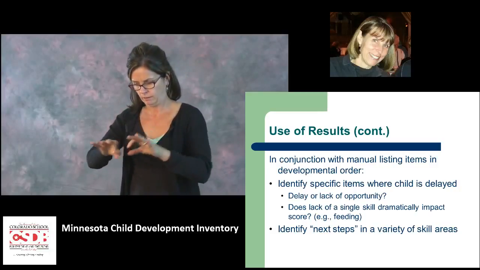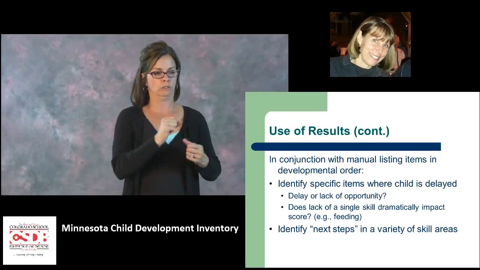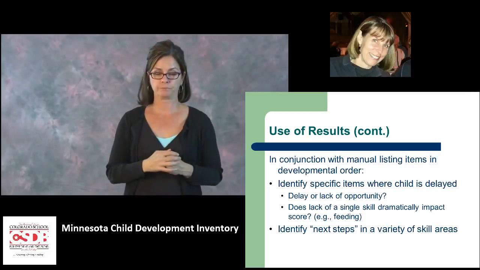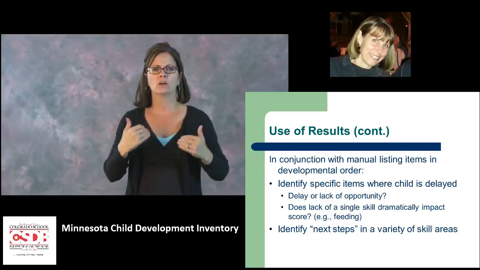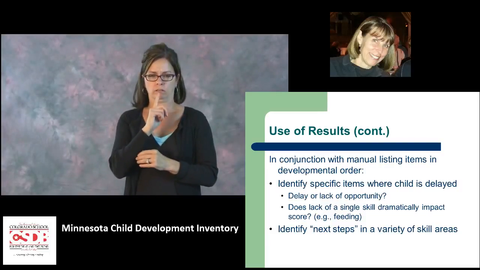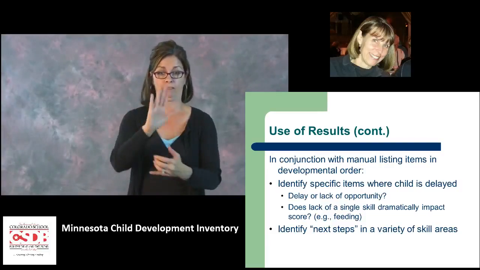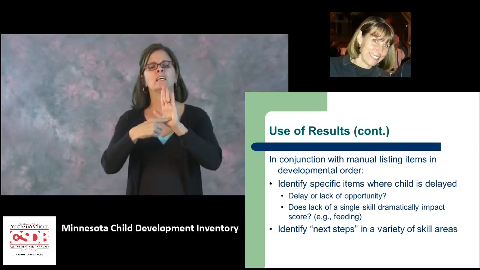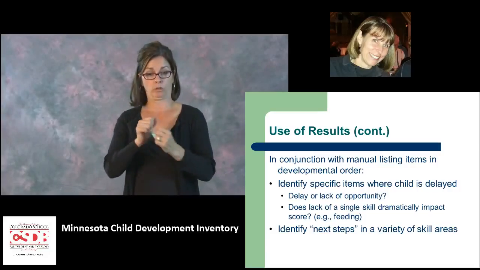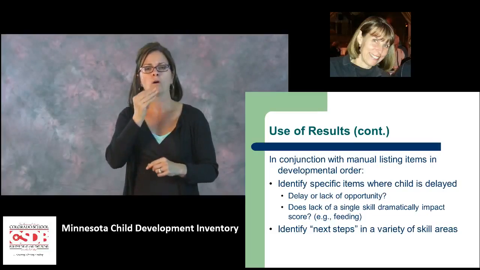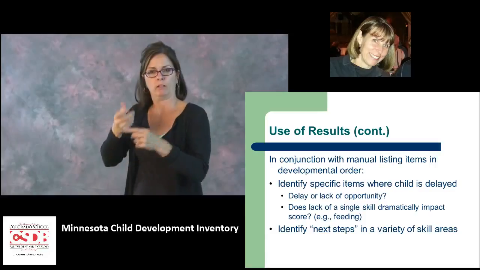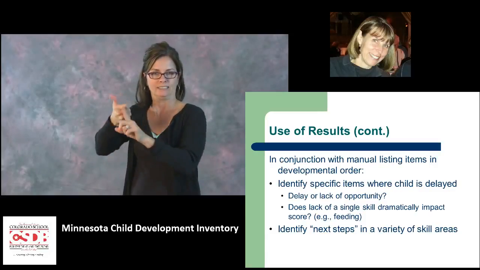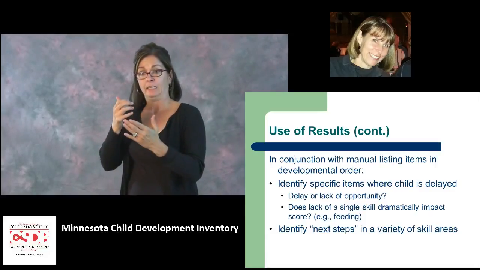And that's something that you'll know by combining the results you get from this assessment with what you know about the family. Another thing you can look at is if there's any single skill that seems to be really dramatically impacting the child's final age score. One example of this is in the area of feeding. If you're working with a child who uses a feeding tube, they're going to lose points on many items in the self-help area because many of those beginning items have to do with eating by mouth.